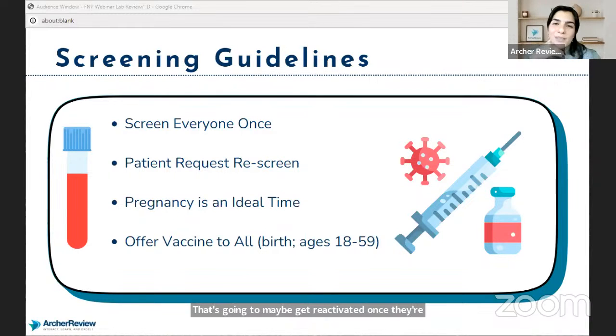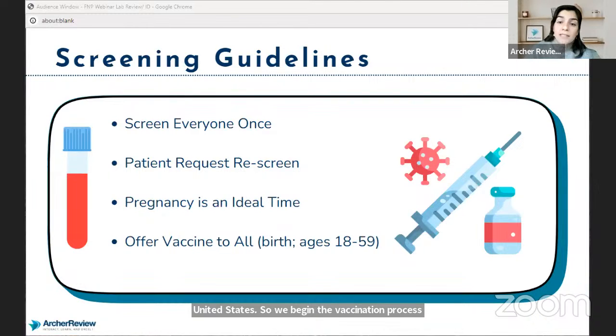And then if you listen to my pediatric talk, you'll know that we offer vaccinations to everyone starting at birth. So under 6 months, you've already had 3 doses of Hep B in the United States. So we begin the vaccination process within 24 hours after birth. So these are the patients we're going to be screening.